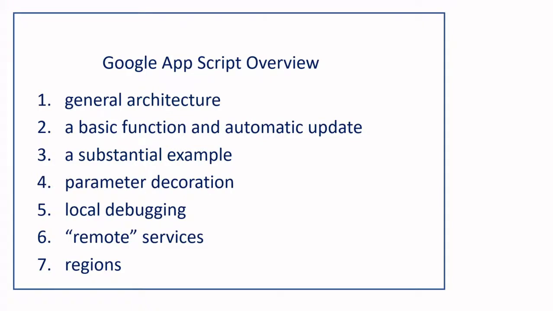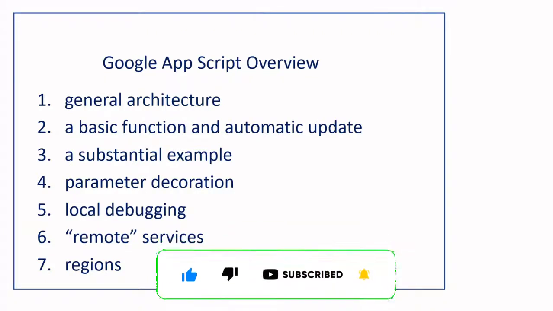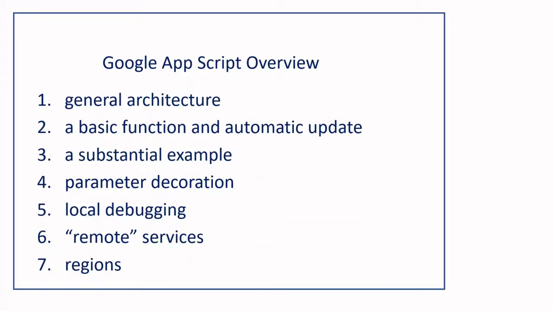It's interesting. A bit more of a substantial example where we'll talk about dates and manipulation, and we'll talk about parameter decoration, and I'll mention that maybe 2 or 3 times as we go through this too, because it's quite important really. We'll talk about local debugging, where you can debug your function separately from the spreadsheet itself. We'll talk about doing some remote services and a little chat about regions and where you are in the world versus where you're getting executed.